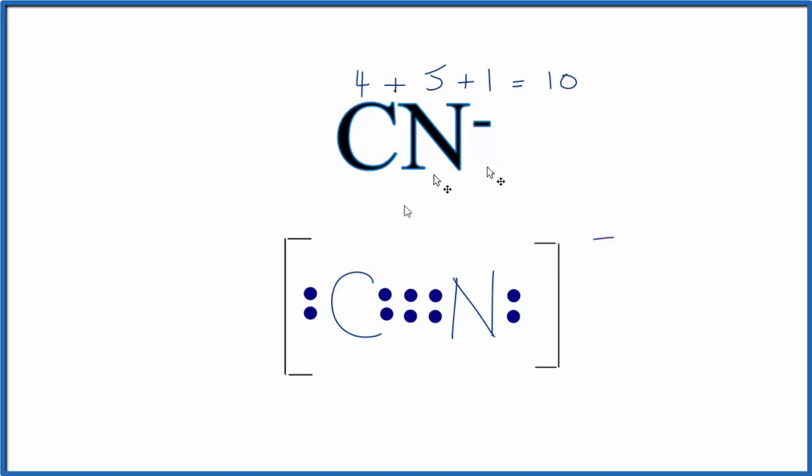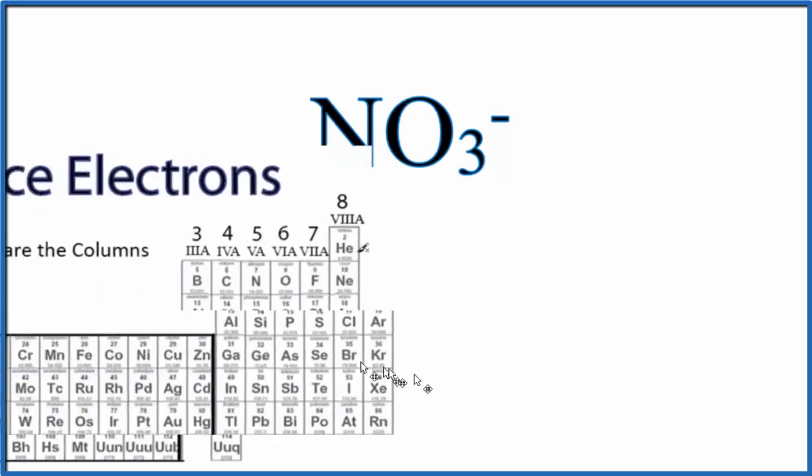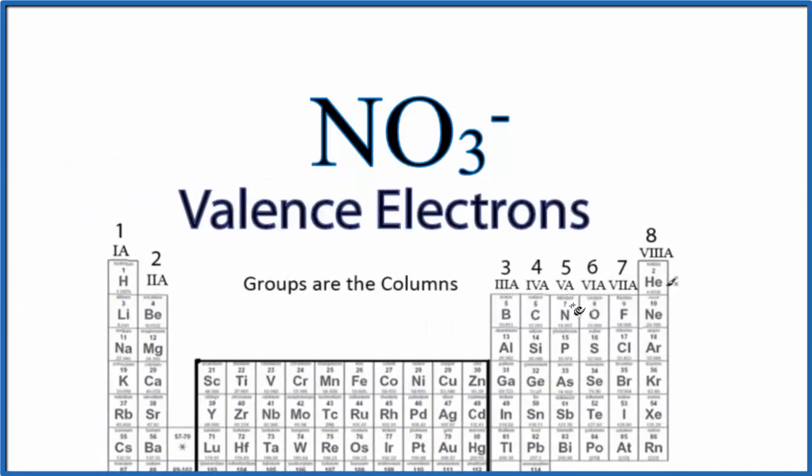So let's do one that's a little bit more complicated here, and then after that we'll do one more. So this polyatomic ion, this is the nitrate ion, NO3 minus. Let's count the valence electrons up first. Nitrogen has 5, plus oxygen has 6, but we have 3 oxygen atoms, plus this extra electron here. That gives us 18 plus 6, 24 total valence electrons.